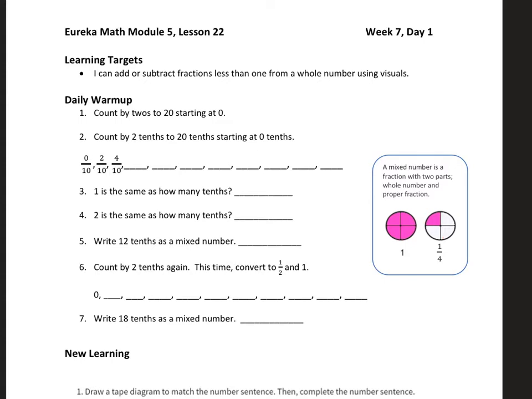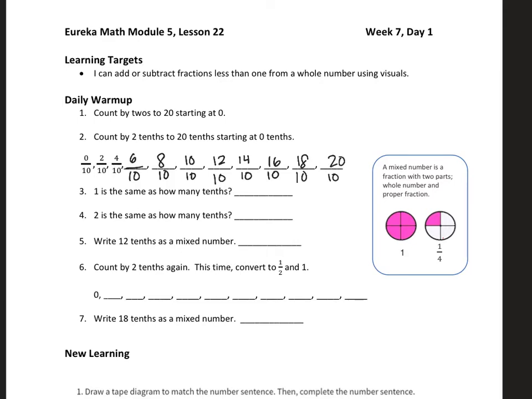All right, next we're going to have 6 tenths. Then we're going to have 8 tenths. Okay, then 10 tenths. All right, keep going. 12 tenths, 14 tenths, 16 tenths, 18 tenths, and 20 tenths.